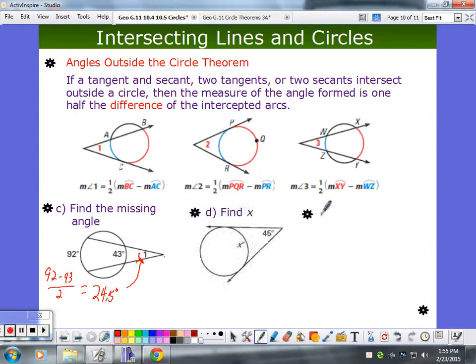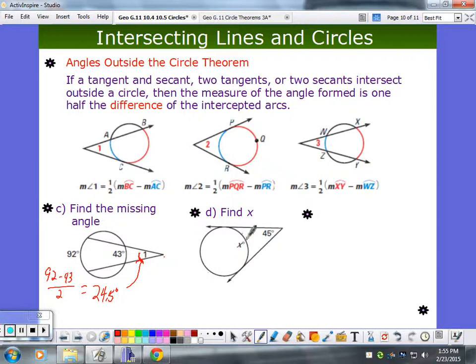I got 2 tangents here. This one's a little bit trickier because it's kind of going to, I think, what Oz's question was. Isn't that going to be 180? Well, this piece is x, right? And it needs to be this big arc minus this smaller arc divided by 2. I'm going to get 45. But I don't know this arc. Or do I?